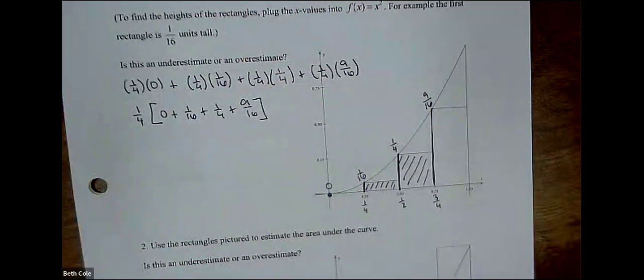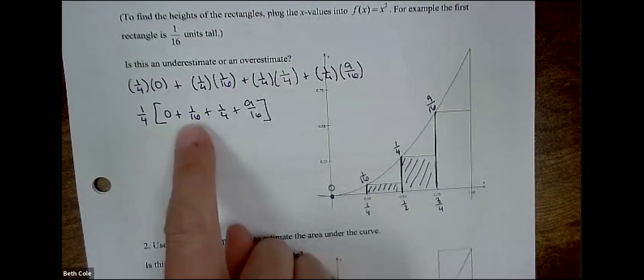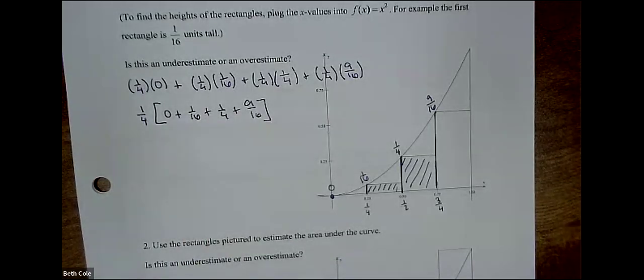Hey, Ms. Cole, why do you keep putting the 0? This is why, and I suggest you do this too. If there are 4 sub-intervals, which they have to tell you in the problem, you should have 4 numbers added together. It's a way you can check that you got them all. Do you get what I'm saying? So keep the 0 in there.